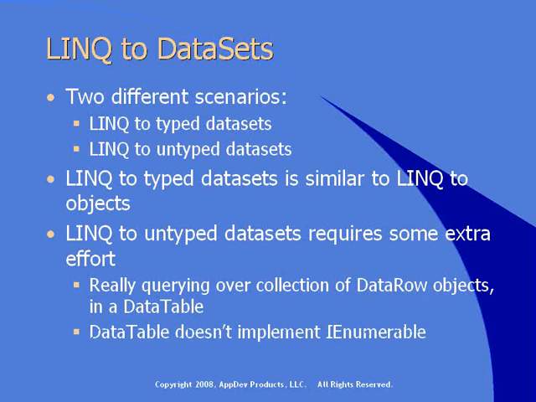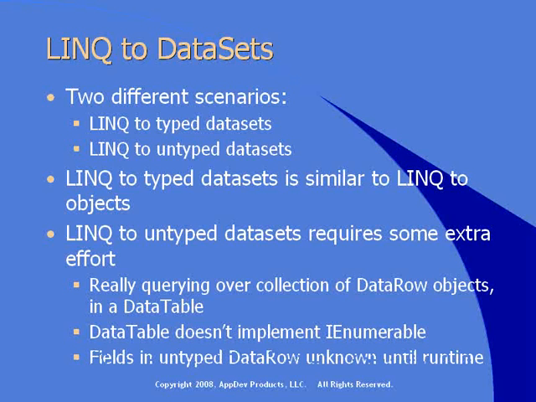The problem is, data table doesn't implement IEnumerable, and you can't query unless the object you're querying implements IEnumerable, so this is a problem. Also, fields in an untyped data row aren't known until runtime. So that, too, lends itself a problem because there's no way you can get IntelliSense on fields in an untyped data row because there's no way at design time you can know what's in there.